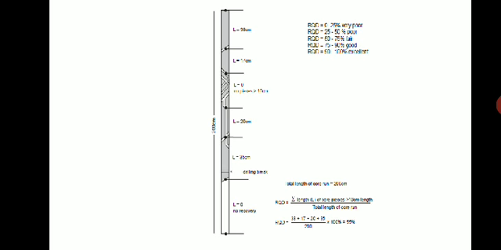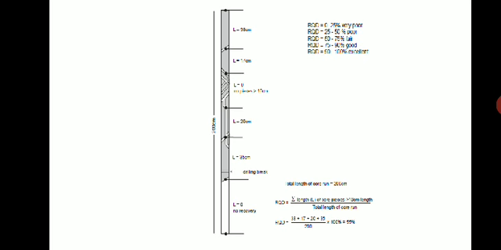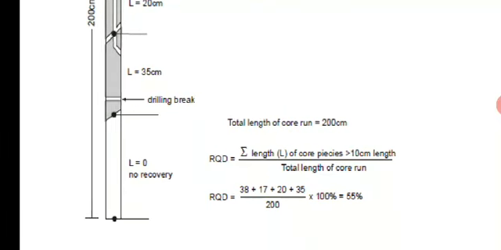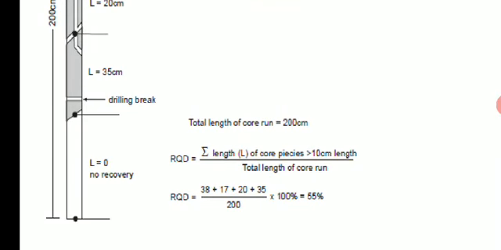Before going there, suppose some length is less than 10 centimeter, suppose 5 centimeter or 8 centimeter, then we should not add such length here at the top, because for RQD, the formula is length of the total core is given here, 200. Okay, total length of the core is given, that is 200, and here we are going to add the core pieces which are more than 10 centimeter length. So this is the addition, and the total length is given in the problem.